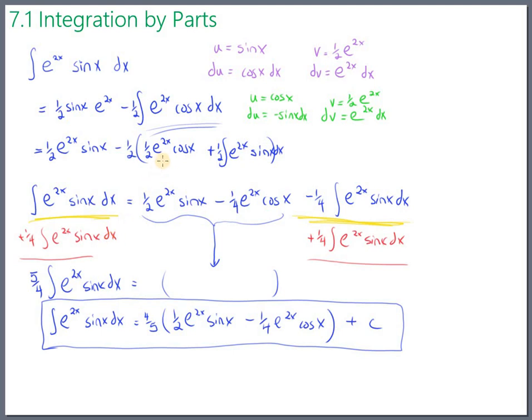All right, that's enough. I think you are ready to tackle integration by parts.